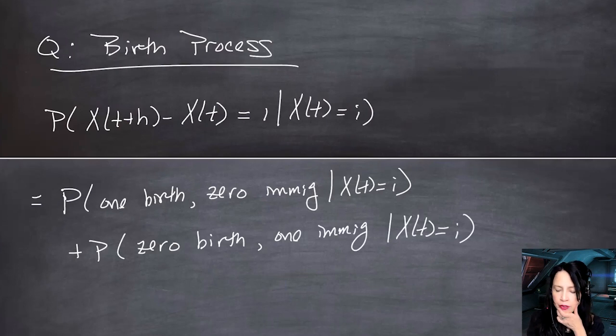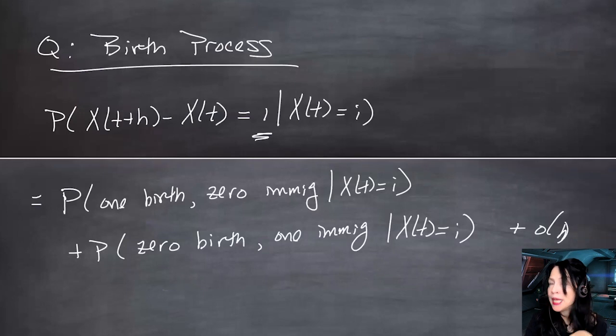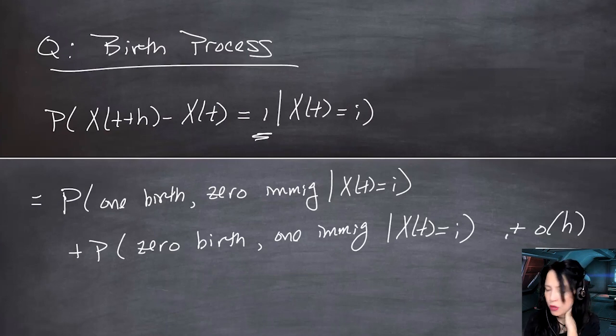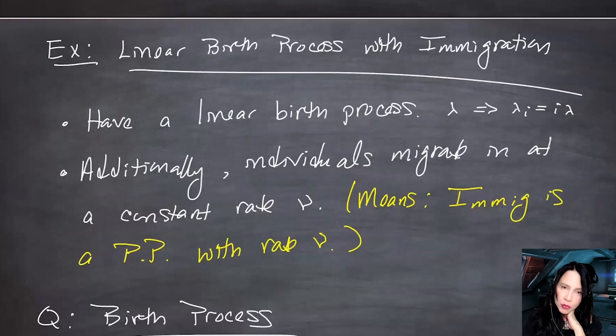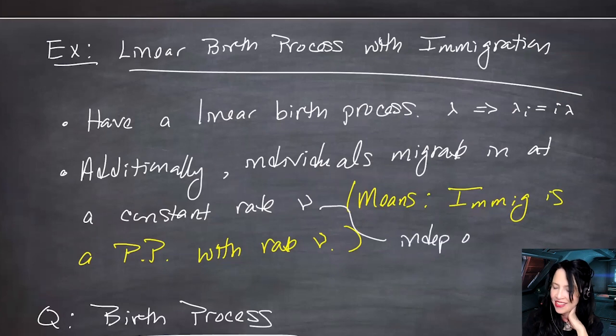Because I'm not talking about multiple things here, I don't need the little o of h to deal with ruling out multi-generational stuff. But you wouldn't be wrong if you wrote that, because 0 is a little o of h function. So if you want to tack on a plus little o of h to all of these, you're not going to go wrong, because even if there's nothing there, 0 is little o of h considered. So what we have is, and I needed to add more to this definition. So they're migrating in at a constant rate independently of the birth process.